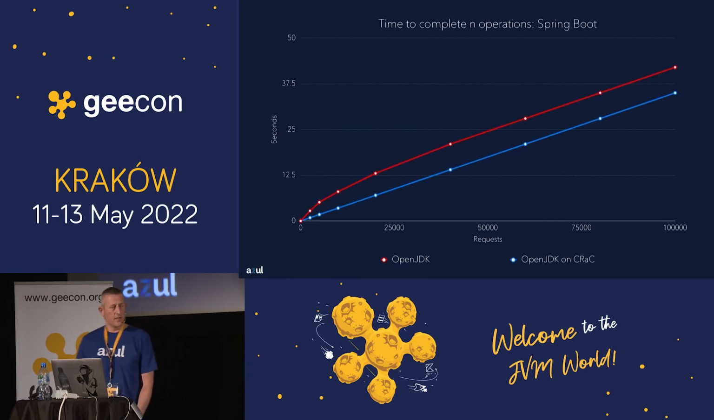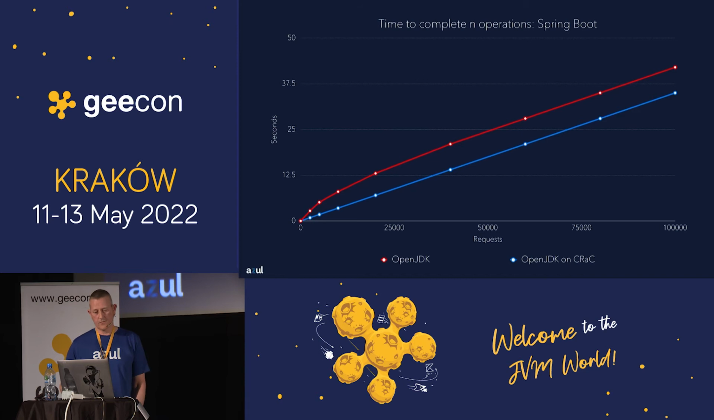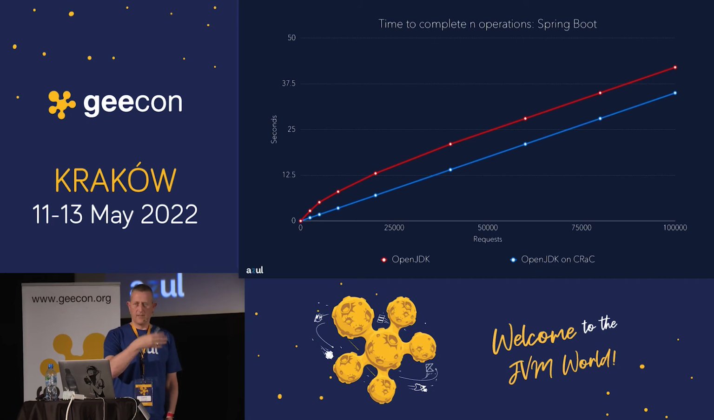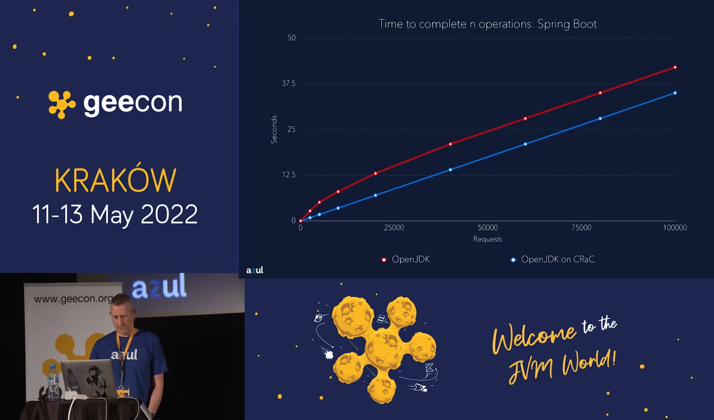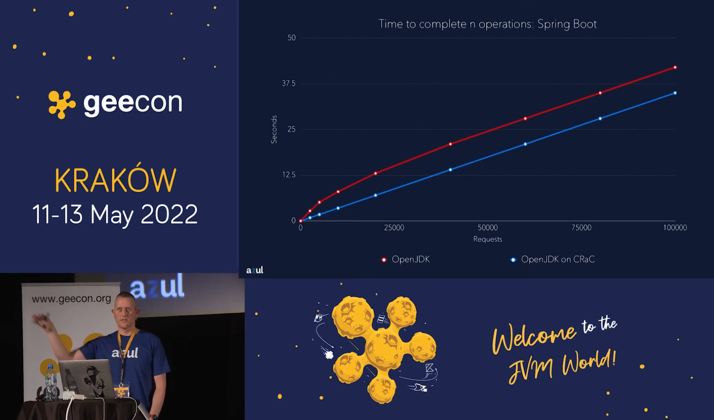Then we have it here in another chart where you can see the red line is running the Spring Boot application on OpenJDK, and the blue one is OpenJDK on CRaC. And it's time to complete n operations. In this case, it was 100,000. And you see in the beginning this warm-up phase. Before the OpenJDK is warmed up, the JVM is slower. Where the CRaC version is linear because everything has been done already. So we have optimized code. It's, so to say, a hot JVM directly running at full speed.